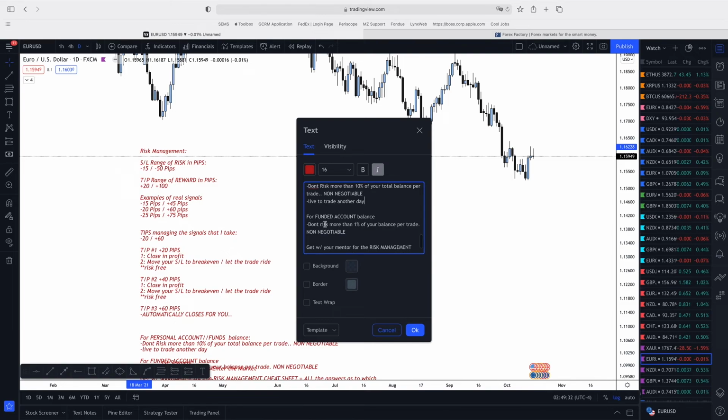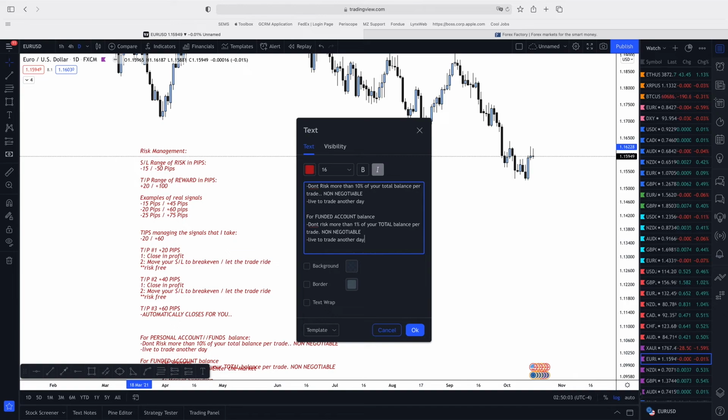Now, if you're going to be trading on a funded account, which we probably did speak about, you do not risk more than 1% of your total balance per trade. This is, guys, also non-negotiable. So what's the advice that I can give you guys? You want to be able to live to trade another day. Sometimes trading really becomes just about that risk management.